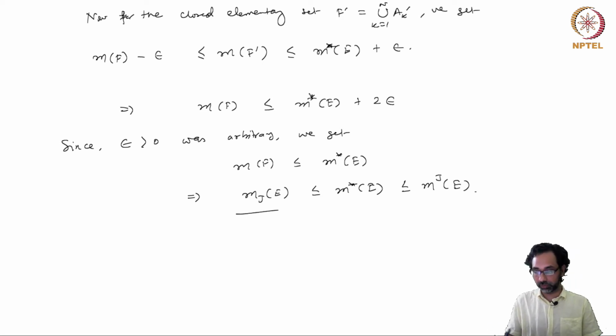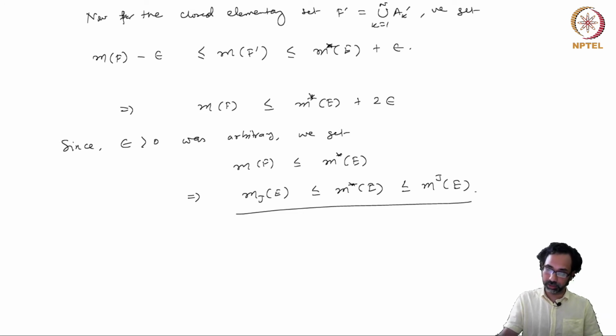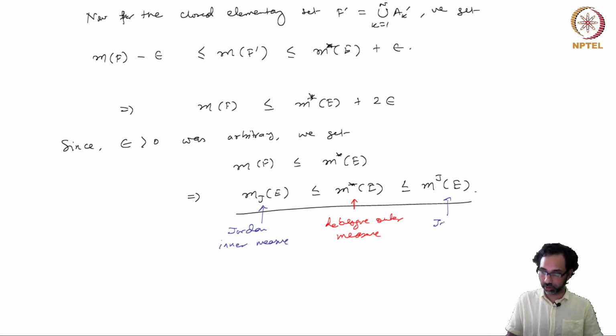So finally we have proved what we wanted, which is that the Lebesgue outer measure is sandwiched between the Jordan inner measure and the Jordan outer measure for bounded subsets of R^d. So in particular, when E is Jordan measurable, then the inner Jordan measure and the outer Jordan measure coincide, and they will give you the same result as the Lebesgue outer measure.